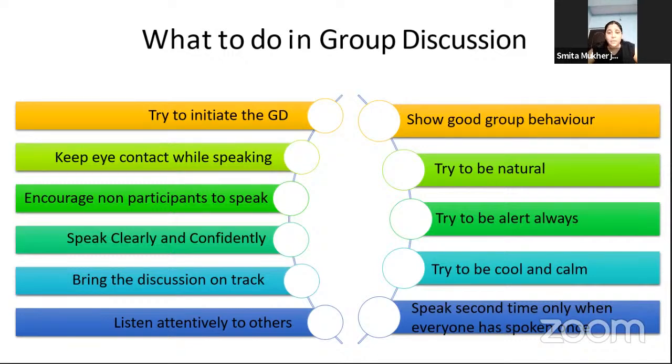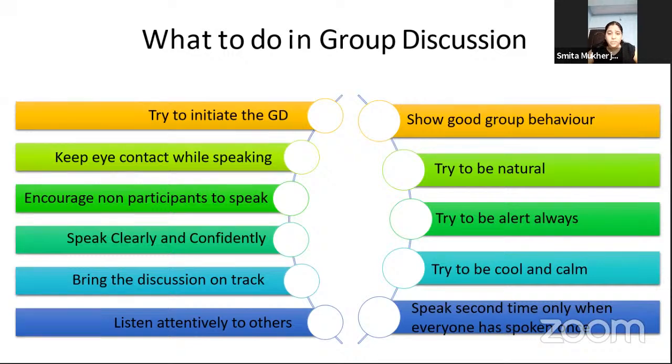Encourage non-participants, those who have not participated, to speak. You have to speak very clearly and confidently, okay. Do not fumble. Do not use a lot of filler words. There are a lot of people who have the habit of saying "you know", or "right", "okay, right". You will find these kinds of fillers being used again and again. So don't do that, okay. Bring the discussion on track.